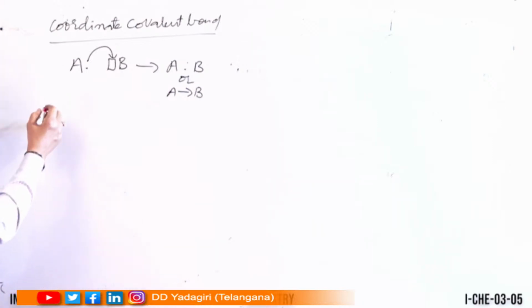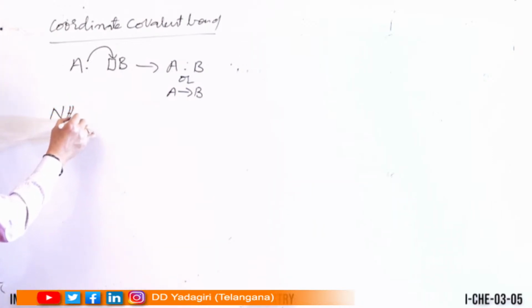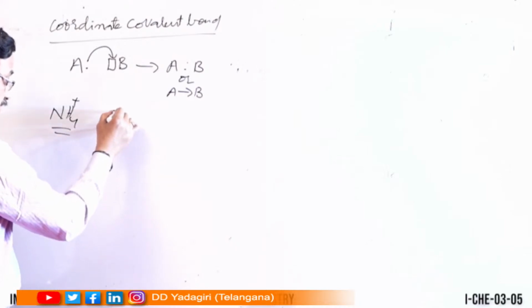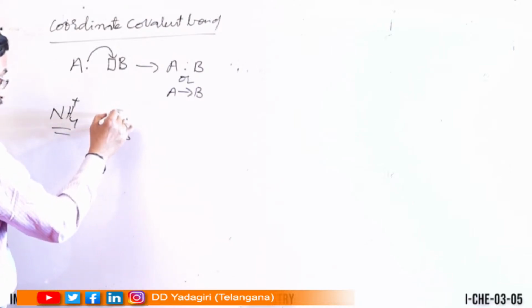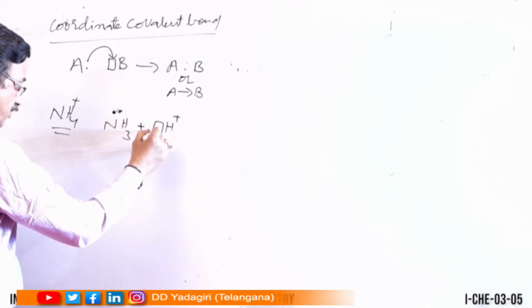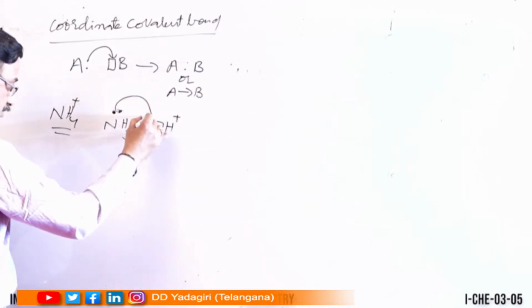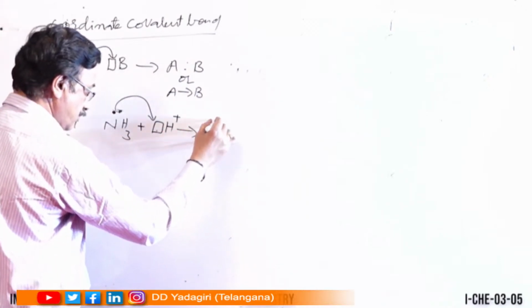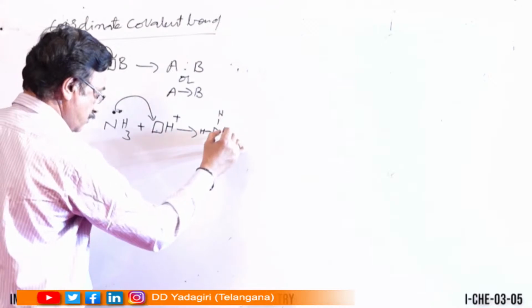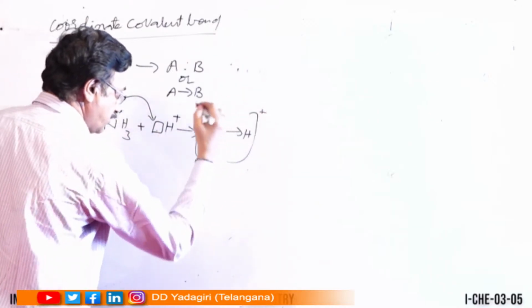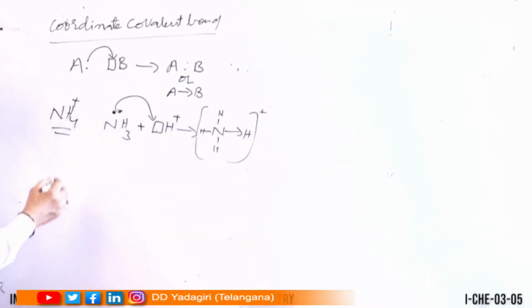Then if you look at the example, the ammonium ion NH4 plus, NH3 has the lone pair of electrons, and the hydrogen ion has the vacant orbital. So this will donate the electron pair to this one, and a coordinate covalent bond is formed between these two, right?